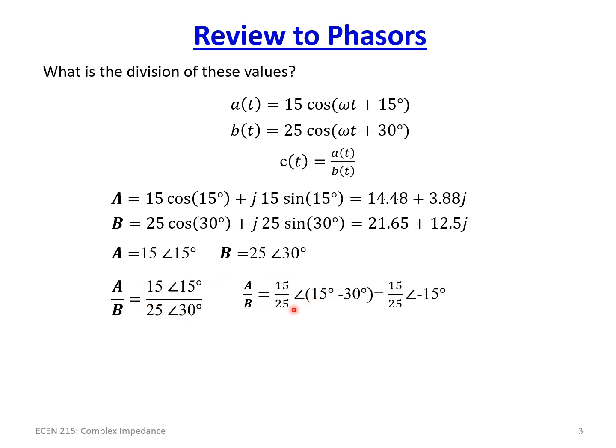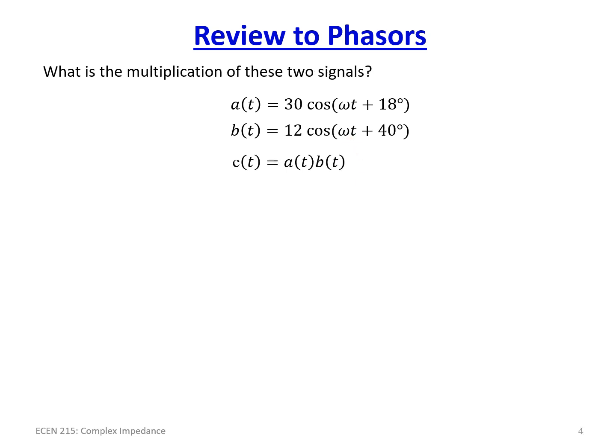So it's 15 divided by 25 for the magnitude, 15 minus 30 degrees for the phase angle, leading us to a final result of 15 over 25 at a phase angle of minus 15 degrees, which we simply can just reconvert over to 15 divided by 25 is 0.6 cosine omega t, same frequency, minus 15 degrees.